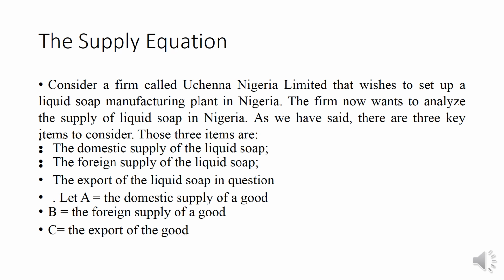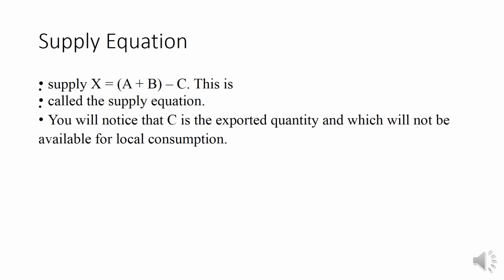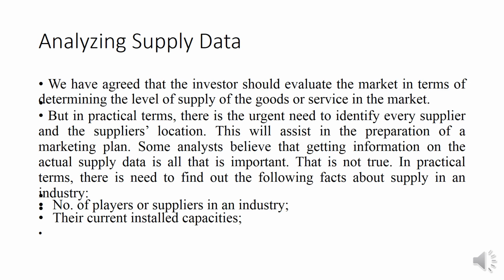A can represent domestic supply, B represents foreign supply of a good, and C the export of a good. Therefore, the equation is: supply X equals the domestic plus the foreign minus the export. This is called the supply equation. Note that C is the exported quantity, which will not be available for local consumption. We are going to export it out. It will not be used for local consumption.